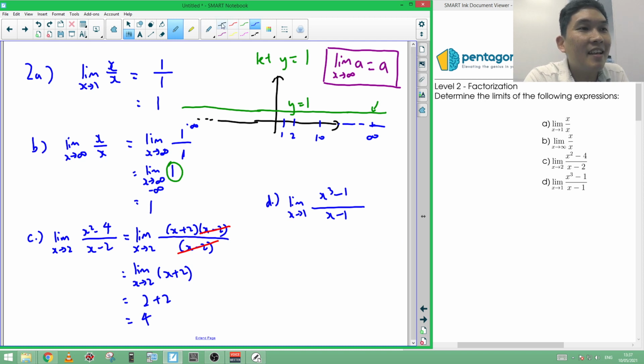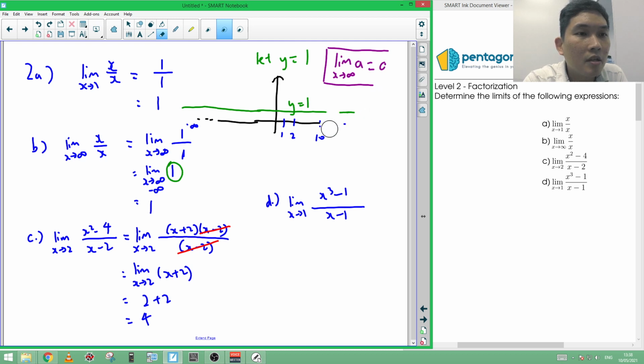Okay, and finally, let's look at 2D. For 2D, you may pause the video and try it yourself. It's something similar to question C. All right, before I review the answer, and here we go, I'm going to do the answer right now. So to look at this, we want to factorize this. Let me just give myself some space here.